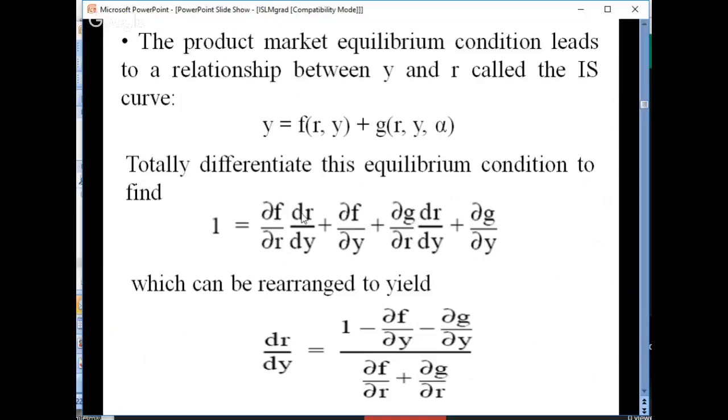So solving for dr dy, I get the following. I have 1 minus the change in consumption over the change in income minus the change in investment over the change in income, divided by consumption over the change in the interest rate, plus investment over the change in the interest rate, where of course f is a function for consumption and g is a function for investment.